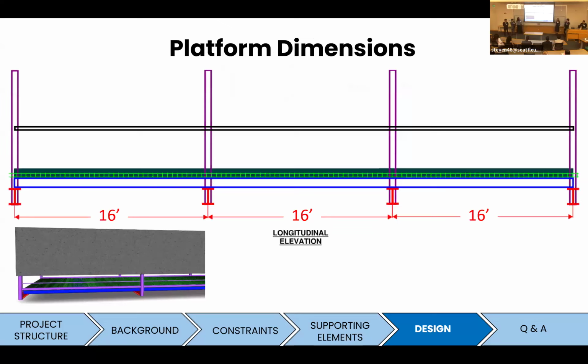So as you can see here, we're looking at a longitudinal elevation of our platform. To the lower left of our screen, we are looking at our 3D model that was introduced earlier. So this is to help orient us as to where we're looking at. And as you can see, our platform, this is one of our platforms, is composed of 3 spans of 16 feet.